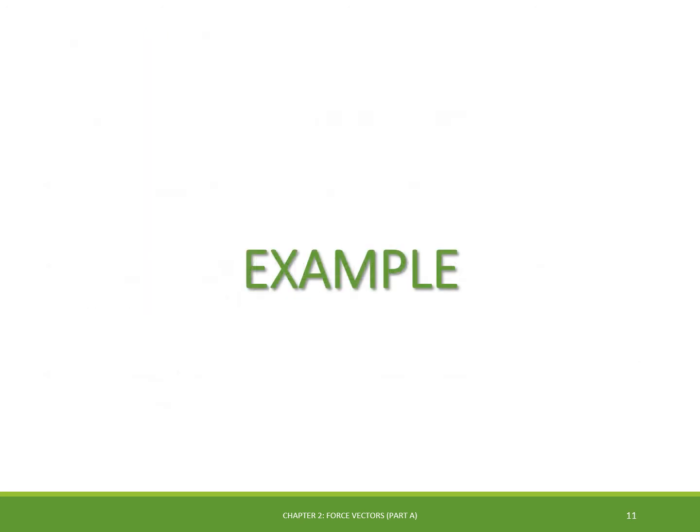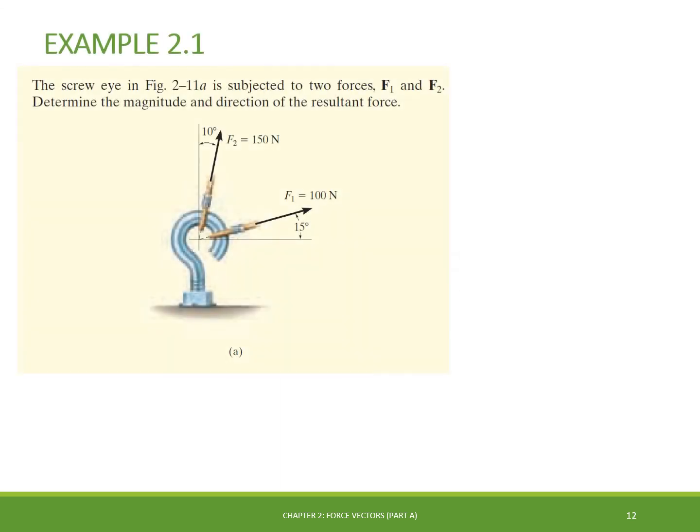Now, let me show you one example on how we solve vector calculation problems. In example 2.1, we have a screw eye subjected to two forces F1 and F2, in which the magnitudes and direction of both forces were given, and we are required to determine the magnitude and direction of the resultant force.